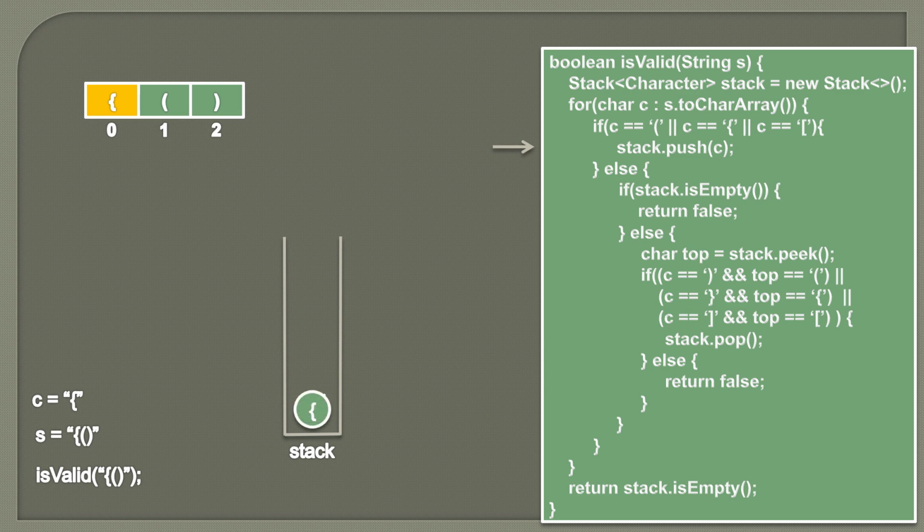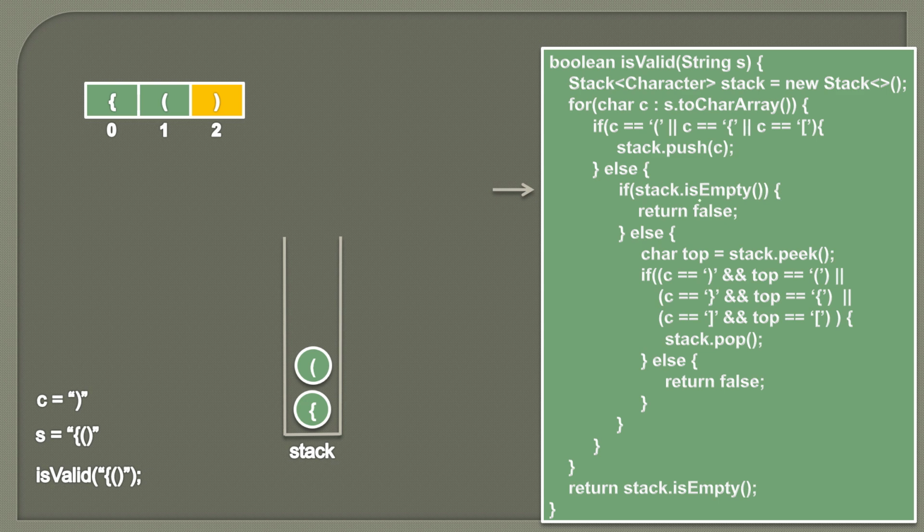Now we have pushed something on the stack. So in the next iteration C will become the opening round bracket. Now C is equal to opening round bracket, so we know that we need to push it on the stack. So this opening round bracket comes like this. Now C moves to the third character, which is the closing round bracket. So C is not equal to any of the opening brackets, so this if condition comes out to be false.